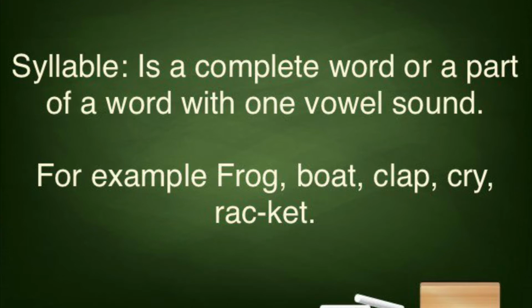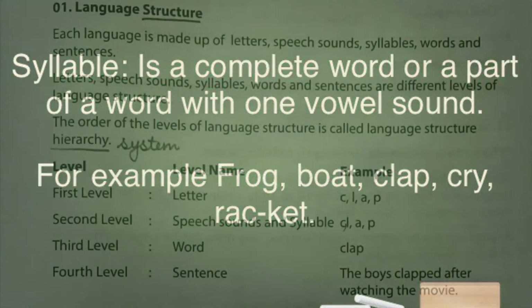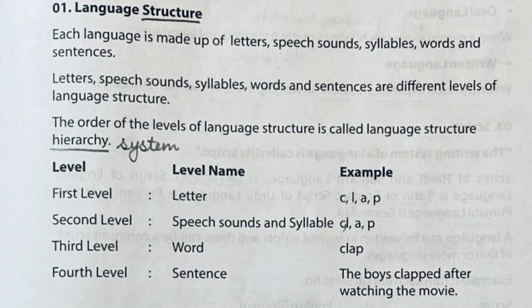For example, as you can read here, frog. Which vowel sound is there? O. Next is boat, oat. Clap, cry. And next is racket. Here the word is divided into two because you can hear two vowel sounds. So two syllables here, rack-et. So this is syllable. I hope I have cleared the word syllable to you.